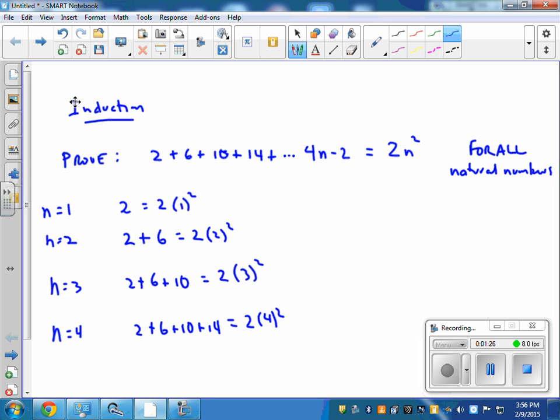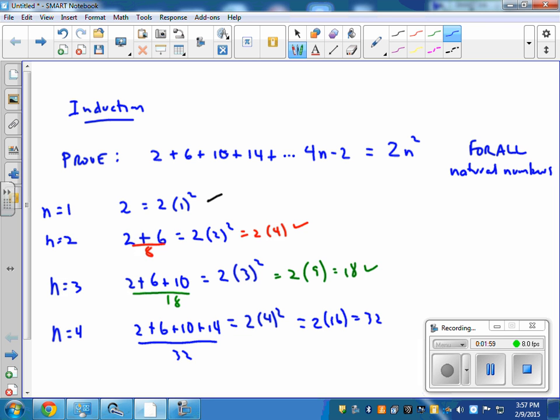Now, what I can't do is just show that these statements are true. In fact, these statements are true. 2 is the same as 2. This is equal to 8, and that's going to be 2 times 4, which is 8. So that's true. And this is equal to 18, right? And that would be the same as 2 times 9, which is 18. And that's also true. And again, I could go through this whole list. So I have 24, 32, and that's going to be the same as 2 times 16, which is 32. But just because this is true for the first four integers doesn't mean it's going to be true for all natural numbers, and that's what I need to do.